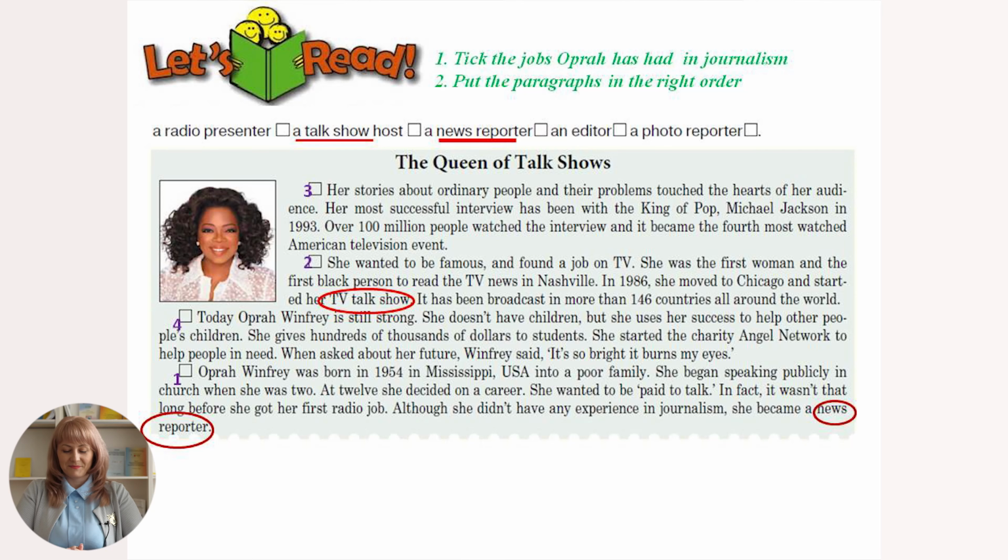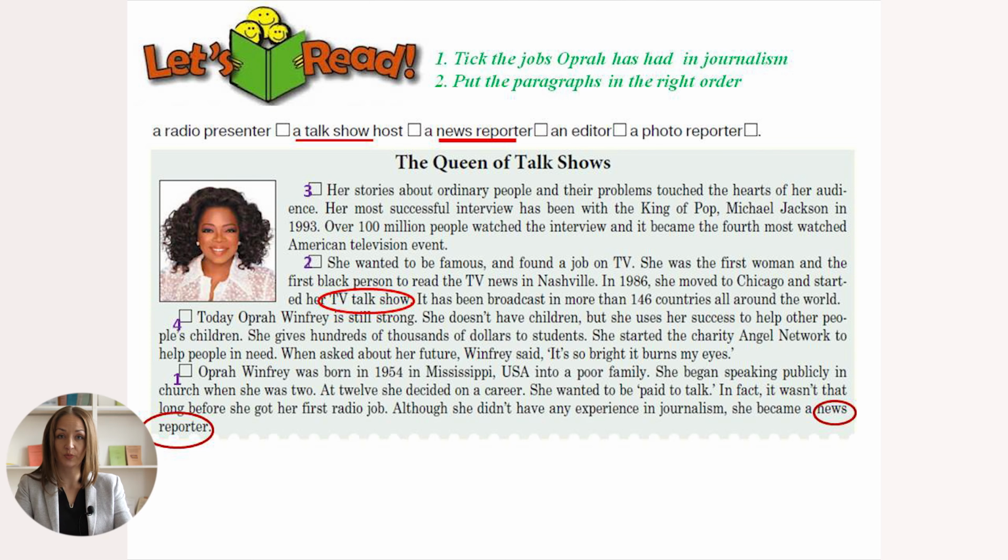So now let's proceed and find out what jobs she has had in journalism. Was she a radio presenter? No, she wasn't. We don't have such information in the text. You're right. Was she a talk show host? Yes, she was. Can you find any clues in our text that suggest this? Yes, you're absolutely right. She started her TV talk show.